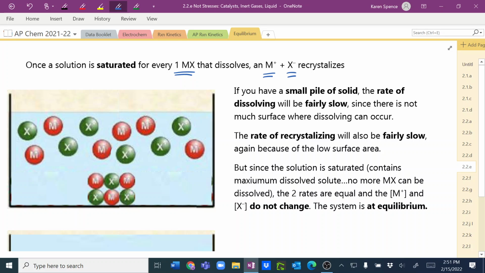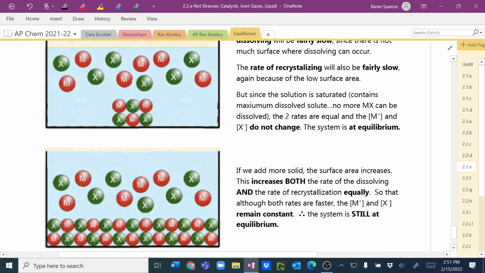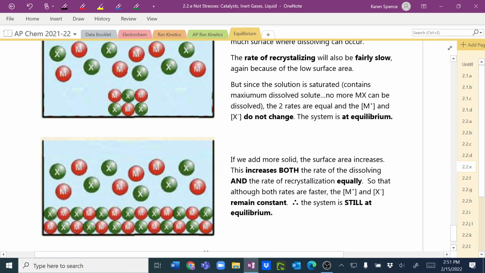So we have a system then that is at equilibrium. If we add more solid, we are able to dissolve more often.